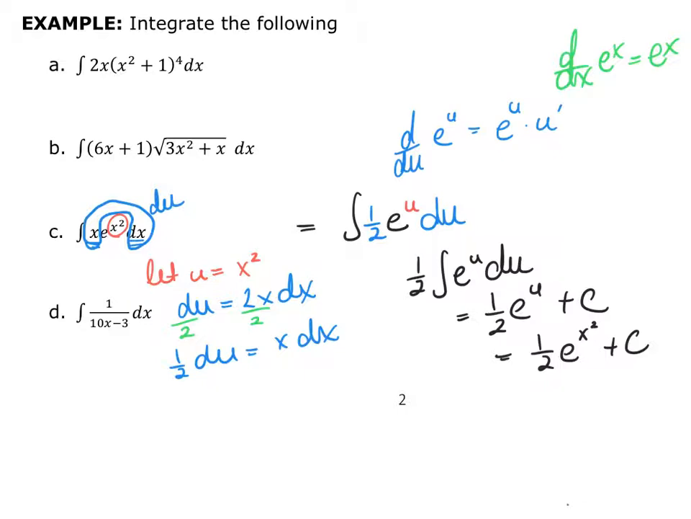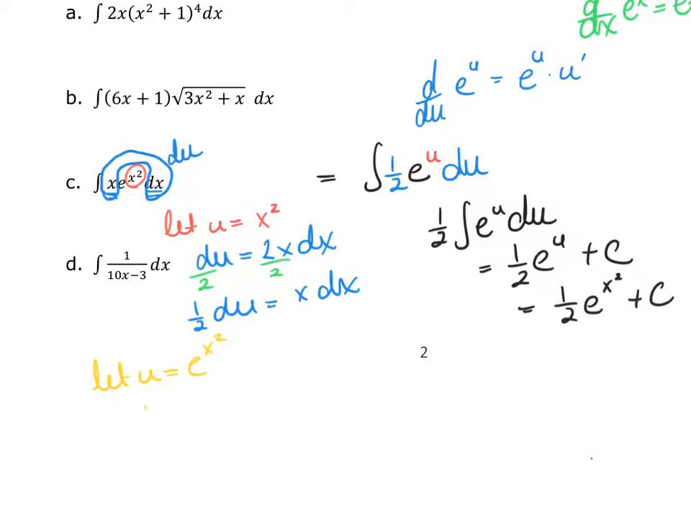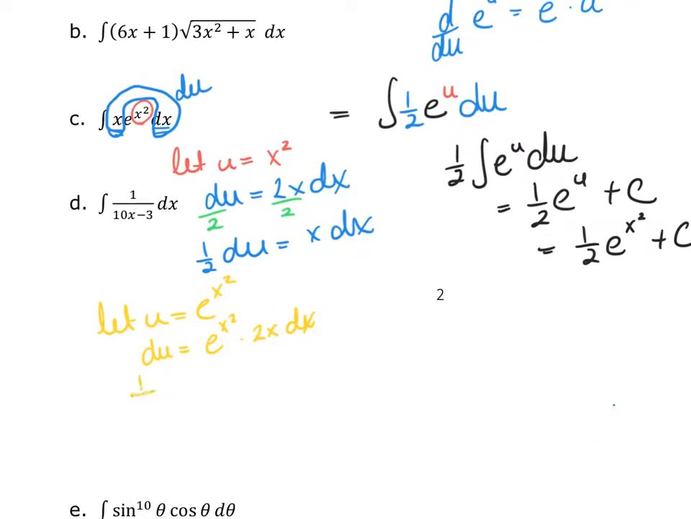Okay. So if I said, I'm going to go down here and do this in yellow. Hopefully you all can see. Let u equal e to the x squared, right? Is that what you're asking me? Okay. So if I let u equal e to the x squared, then du is going to equal the derivative of e to the x squared, which is e to the x squared, multiplied by that derivative, which is 2x dx. And so I still have to do the division by 2, so 1/2 du is equal to e to the x squared times x dx.